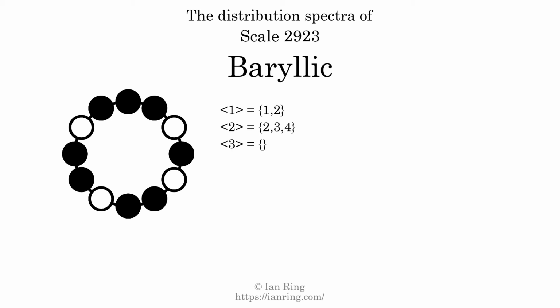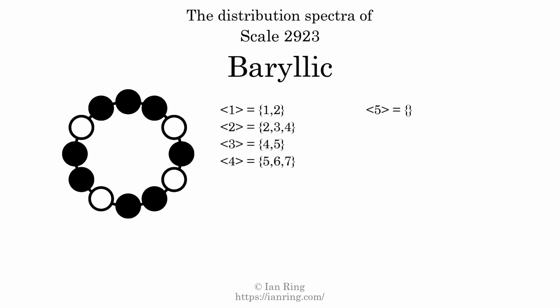The generic interval of 3 scale steps comes in two different specific interval sizes, 4 semitones and 5 semitones. The spectrum width of this generic interval is 1. The generic interval of 4 scale steps comes in 3 different specific interval sizes, 5 semitones, 6 semitones, and 7 semitones. The spectrum width of this generic interval is 2.